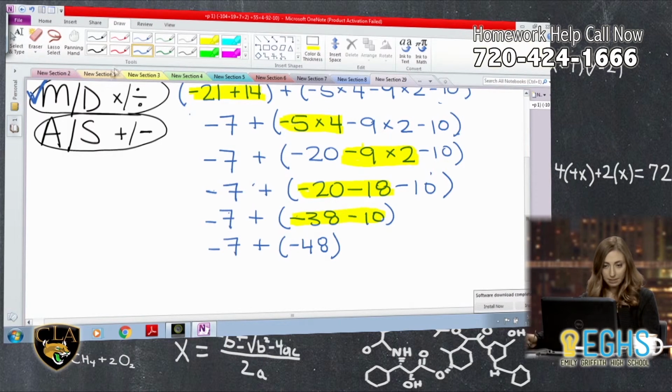We only have one last operation to do, and that means that it is the addition, and it's going to be negative 55. My gosh, hang on. Sorry, trying to do two things at once. Negative 55.